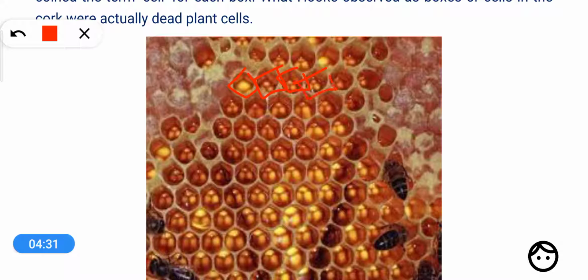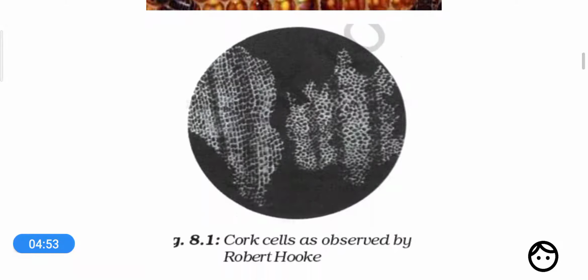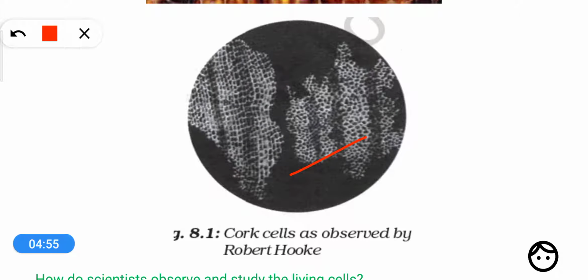hexagonal empty compartments like this. These actually resembled a honeycomb structure. This picture is actually of a honeycomb, right? So when he observed under the microscope a thin slice of cork of the bottle, he saw certain structures which resembled a honeycomb. Here you can see this type of observation was there under the microscope.